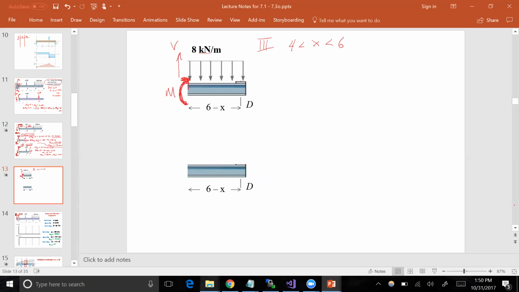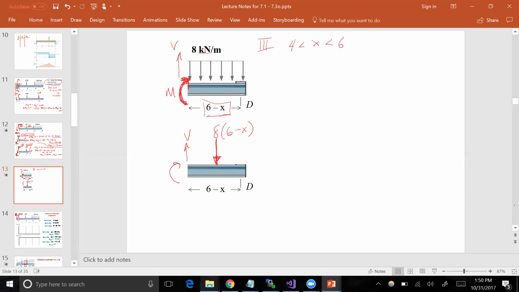This is actually where it gets kind of interesting, right? Because we're not looking at that whole distributed load, we're only looking at the part that is left over when we cut this thing at x. As we've determined, the beam has a length of 6, so this distance is 6 minus x here, right? And that means the distributed load has a total of what? What's the total area of that rectangle with a base of 6 minus x and a height of 8? Well, it's 8 times 6 minus x, isn't it? It's another function of x. As x gets closer to 6, the area gets closer to 0. It gets smaller and smaller.